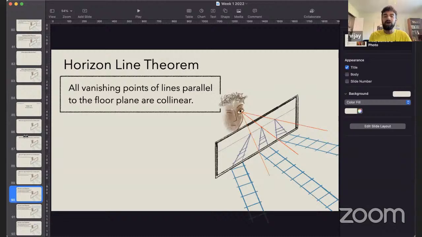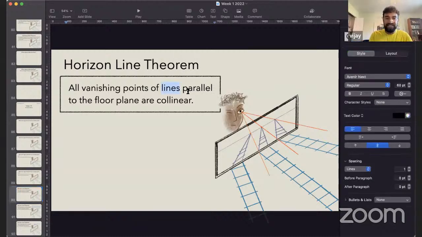And those special lines are lines parallel to the floor plane. So basically, every line in space is going to converge to some vanishing point in our vision. On the picture plane, it's going to appear to converge to some point somewhere on the picture plane. That's true of any line in space. It's true not just of lines that are parallel to the floor plane. These lines here are all parallel to the floor plane, but it's also true of a line that's angled up or this way or this way.